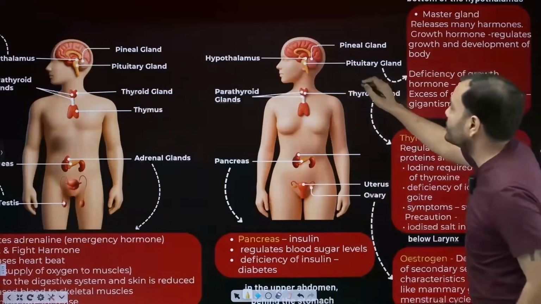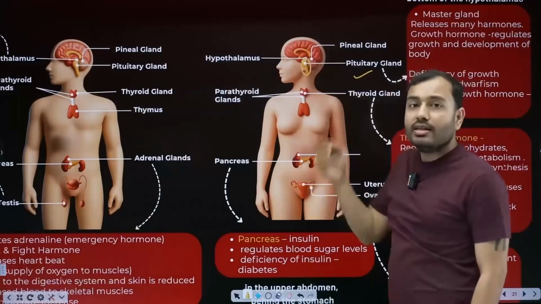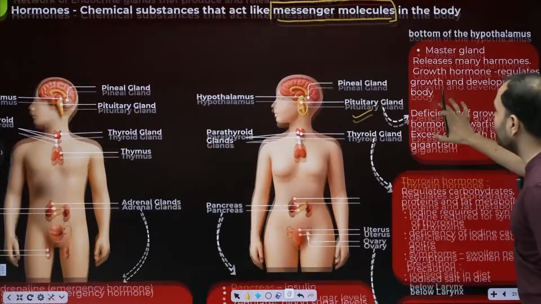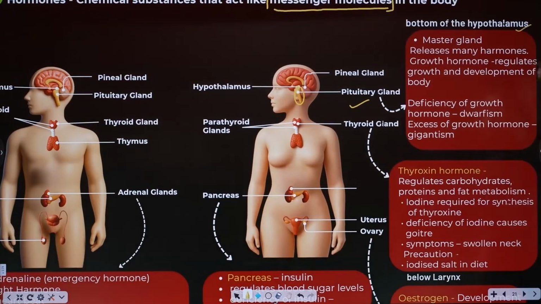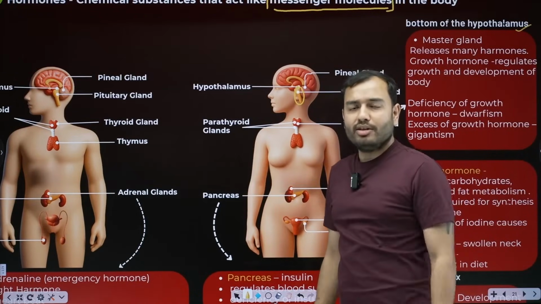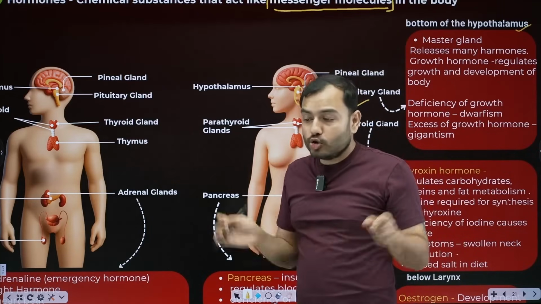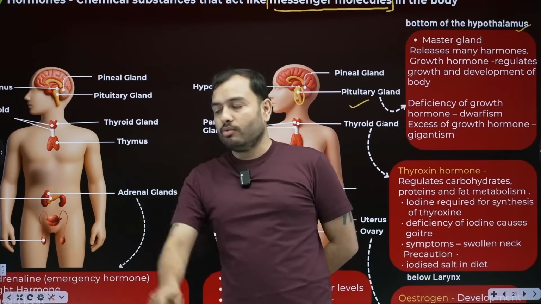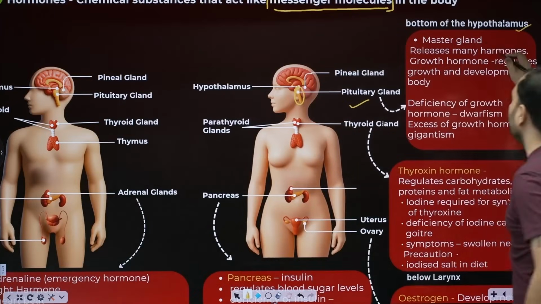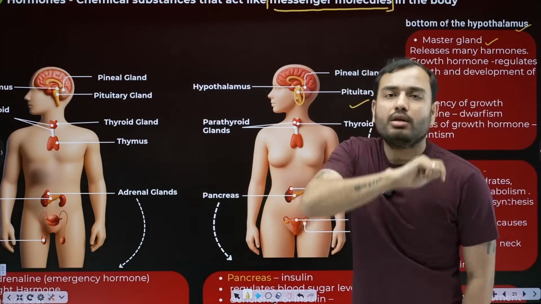First, we will study the pituitary gland. Where is the pituitary gland located? It is in our brain. Where in the brain? Just at the bottom of the hypothalamus. The pituitary gland we also call the master gland. Why do we call it the master gland? Because the pituitary gland releases so many hormones that go and tell other glands, hey, you release hormones too. So it is the master of the other glands. That's why it is called the master gland.